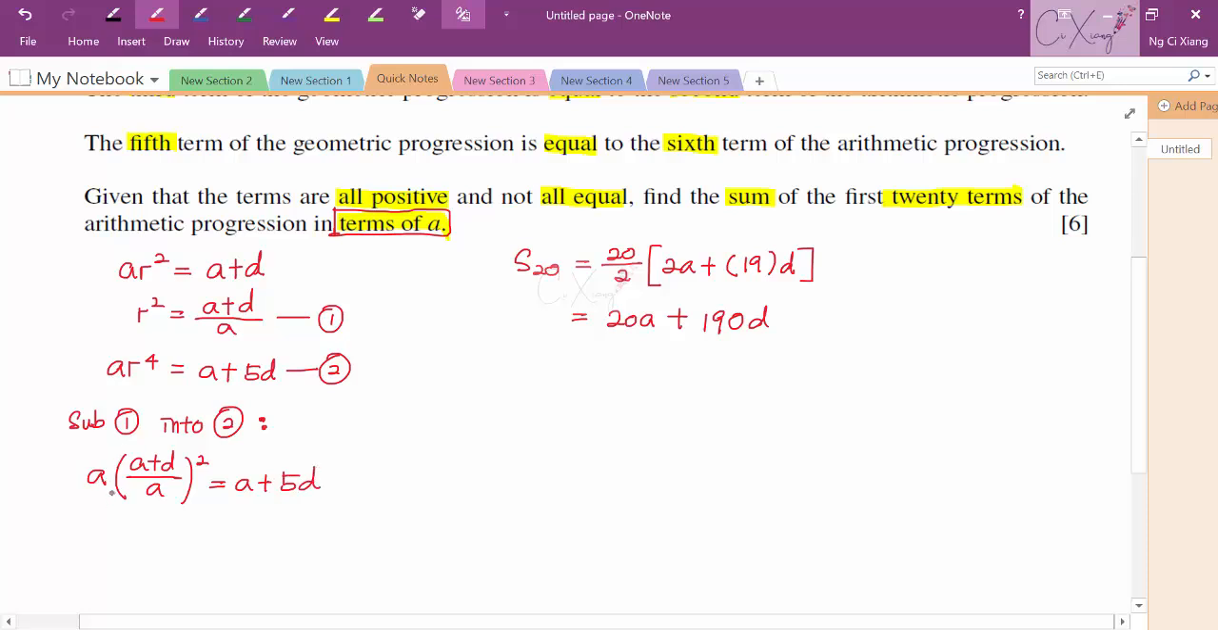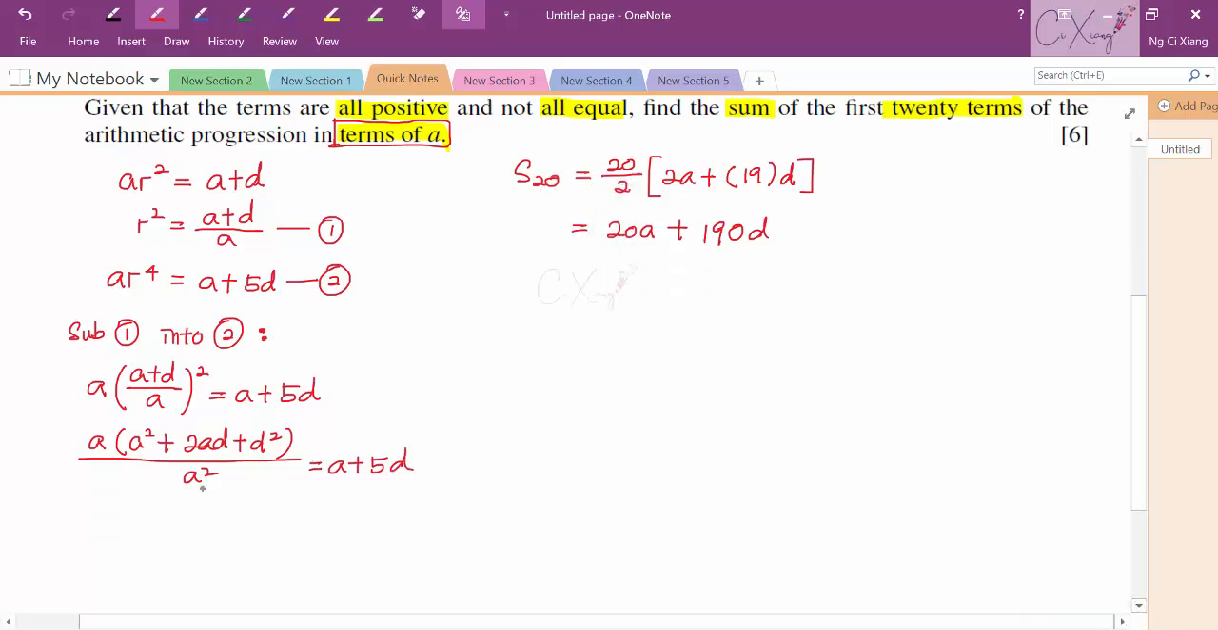Now to simplify everything, I expand this bracket. I have (A squared plus 2AD plus D squared) divided by A squared, equals A plus 5D. From here you can already see that the R disappears. We already got rid of the R, and now we have to rephrase our equation so that we have D in terms of A.